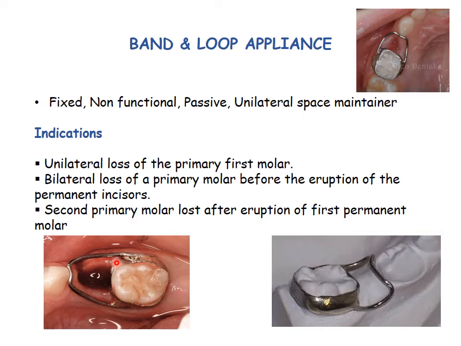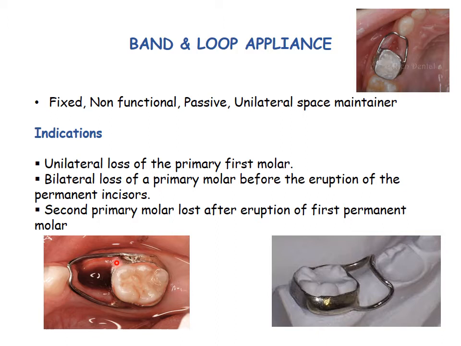If there is bilateral loss of the primary molar but before the eruption of the permanent incisors, it is indicated. That means if the permanent central incisors have erupted, and there is bilateral loss of the primary molar, then we cannot give band and loop space maintainers. Then the space maintainer will change from a band and loop space maintainer to a Nance lingual appliance, which we will be discussing later.